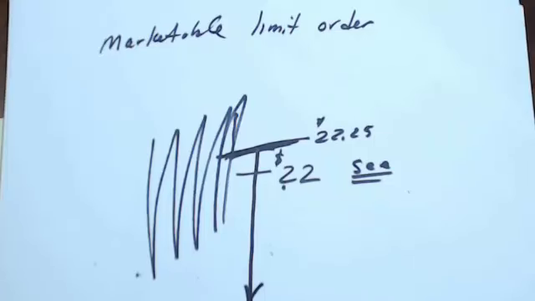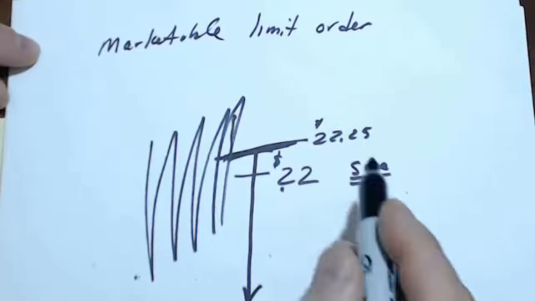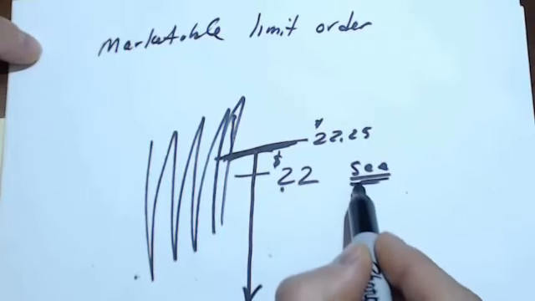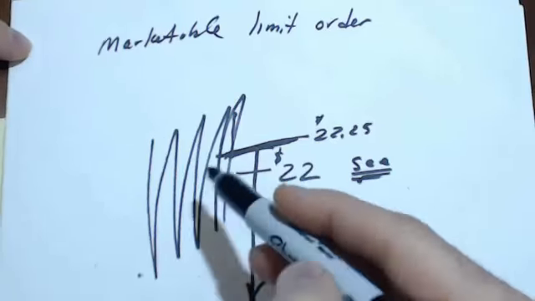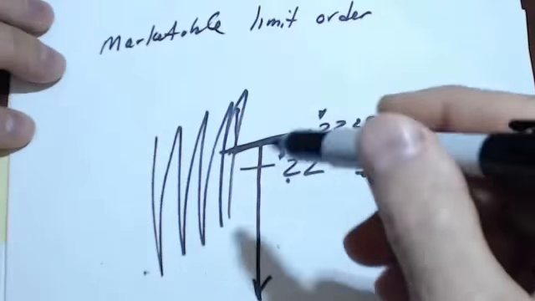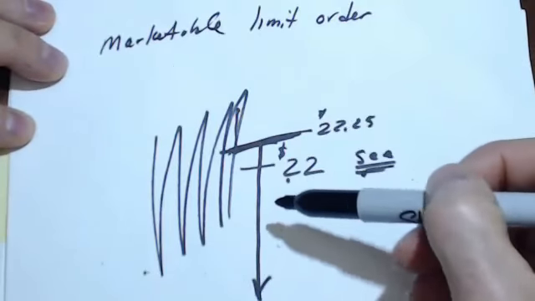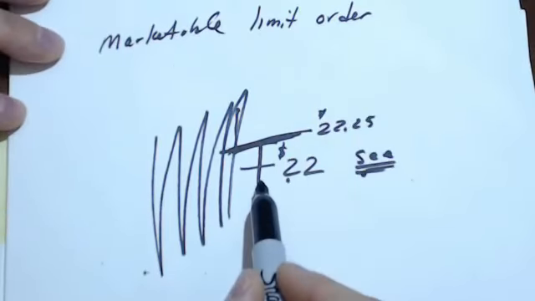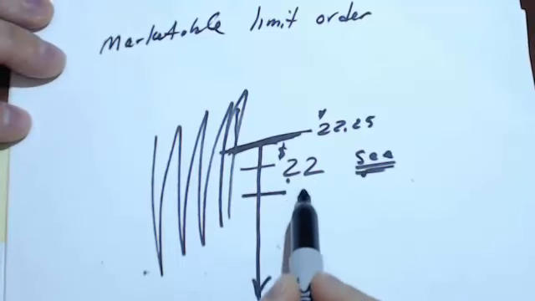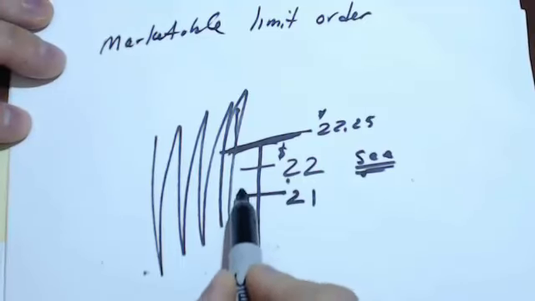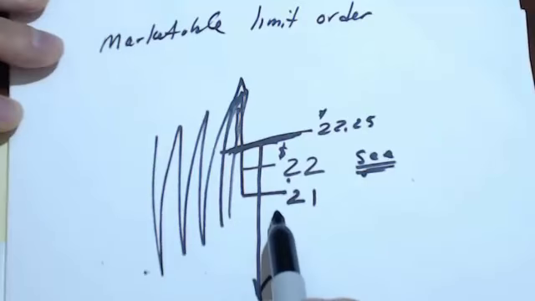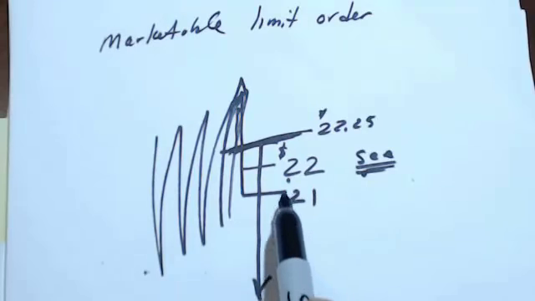And that would be a marketable limit buy. You could also do a marketable limit sell. So if you observe the stock at 22, you could say, look, I know the market's really volatile in this stock. It's gyrating. I'll sell it for $21 or more. Okay, 21 or more. And so you place that order in.